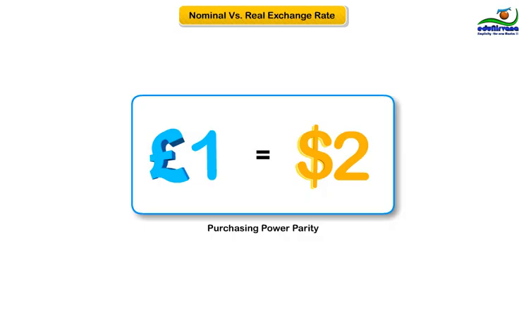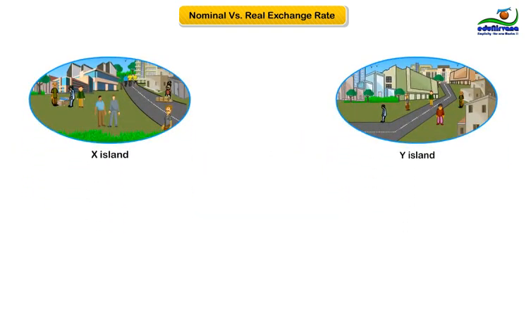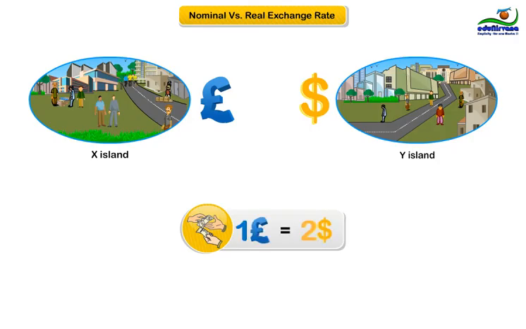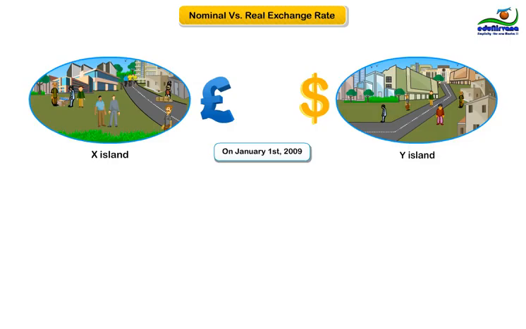Let's quickly summarize the learning from purchasing power parity theory, and you will be through with the concept of real exchange rate. To illustrate it, we will again take example of X and Y island. As discussed then, X currency is pounds and Y currency is dollars, and the exchange rate is 1 pound is equal to $2. Suppose that on January 1st, 2009, the prices for every good in each country is identical.